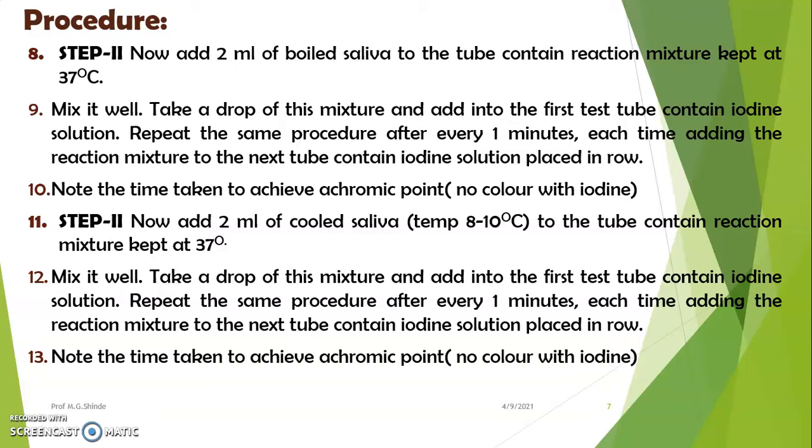Step 3. Now add 2 ml of cooled saliva, temperature 8 to 10 degrees, to the tube containing reaction mixture kept at 37 degrees. Mix it well. Take a drop of mixture and add it into the first test tube containing iodine solution. Repeat the same procedure after every 1 minute, each time adding the reaction mixture to the next tube containing iodine solution placed in the row. Note the time taken to achieve the achromic point.